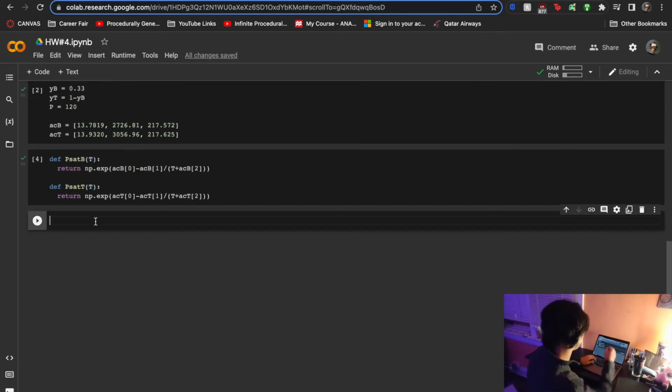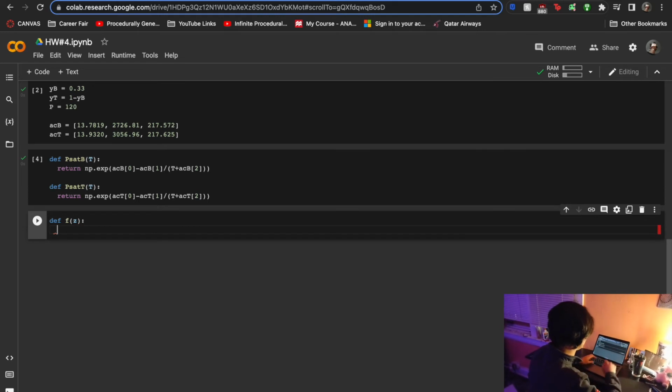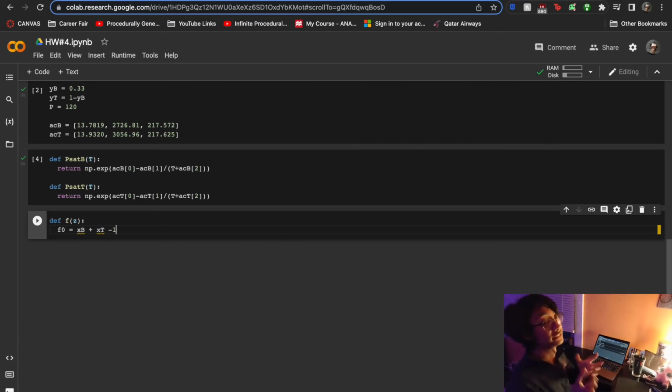So first of all, let's define our function as f, and let's say it takes z as an input. Define f, z as input. Our first equation, let's say, is f0, and this is equal to xb plus xt minus 1. Basically, all of these equations should be equal to 0, even though I'm storing them in a variable like f0. So xb plus xt should always be equal to 1, and I subtract 1 from there in order to make this term 0.